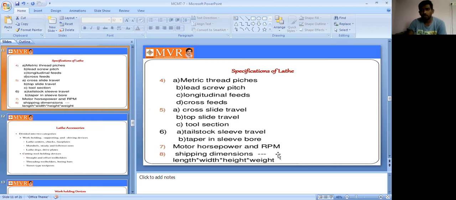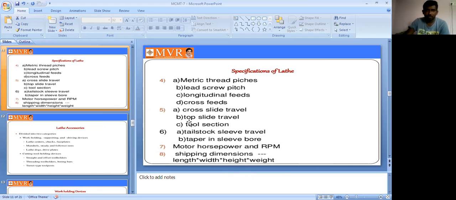In motor horsepower, we are calculating the speed. The speed is always in RPM. So the eighth specification is shipping dimensions. Shipping dimensions are very important. They are length, width, height, and weight. These are the shipping dimensions we can see on a lathe machine. So that is the 8 specifications.